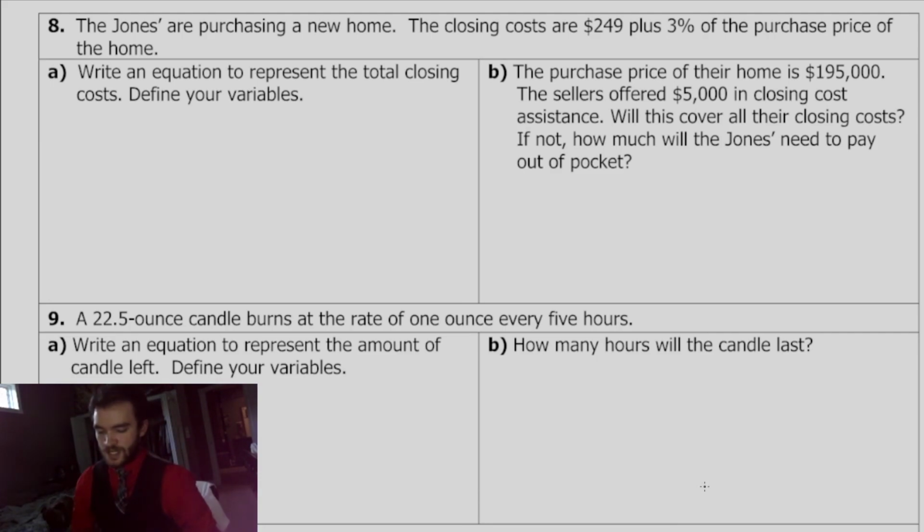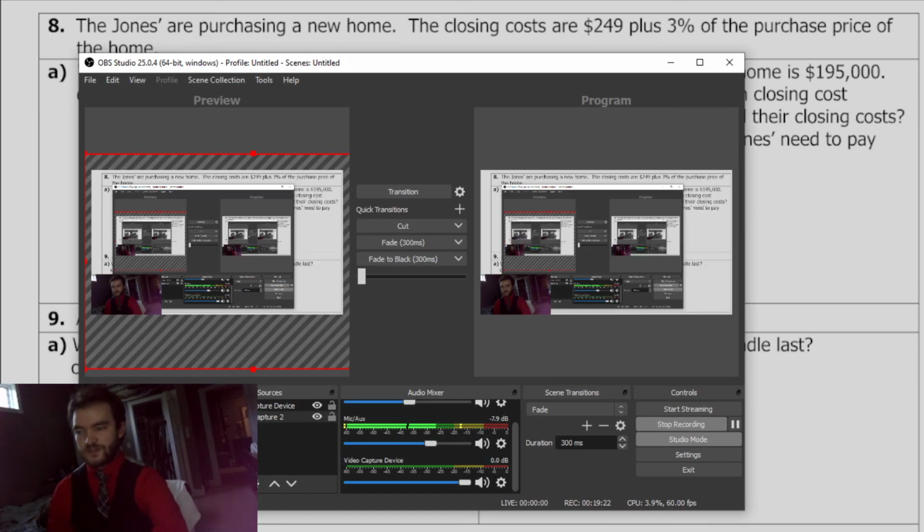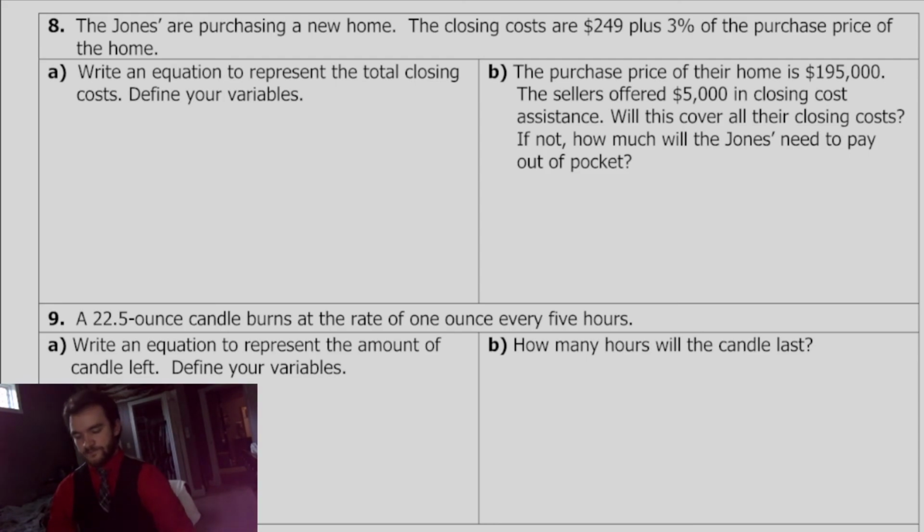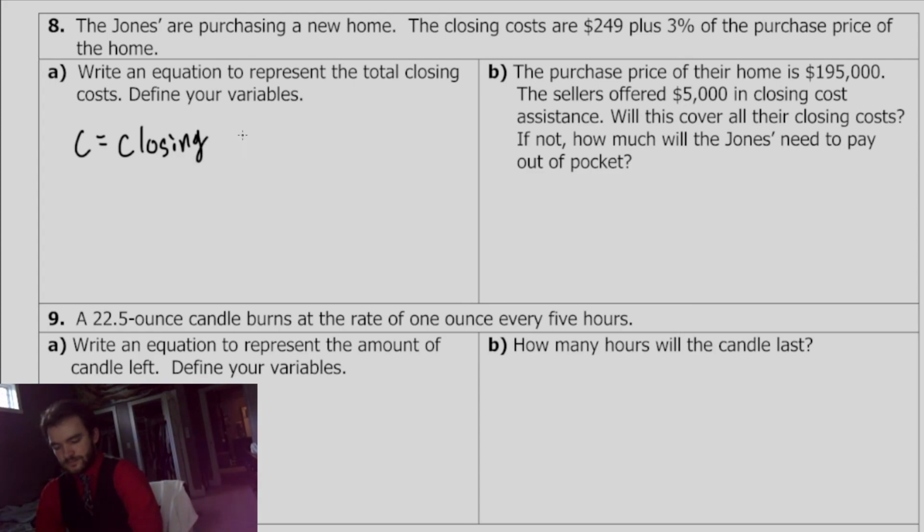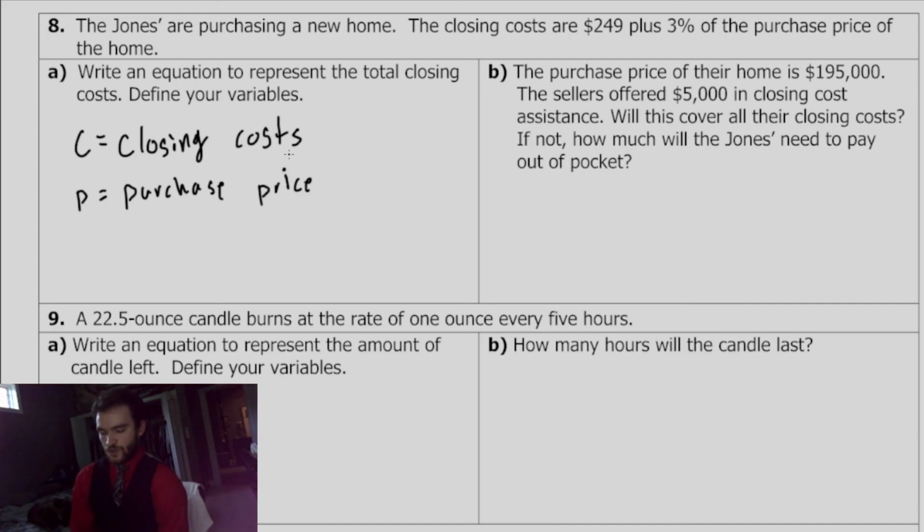The Jones are purchasing a new home. The closing costs are $249 plus 3% of the purchase price of the home. So this is very similar to what we just did with commission, right? So that means that every single time that we close a house, closing costs, let's just make C our variable. Then purchase price, P equals purchase price. Right? Making sense? Cool. So that's great.